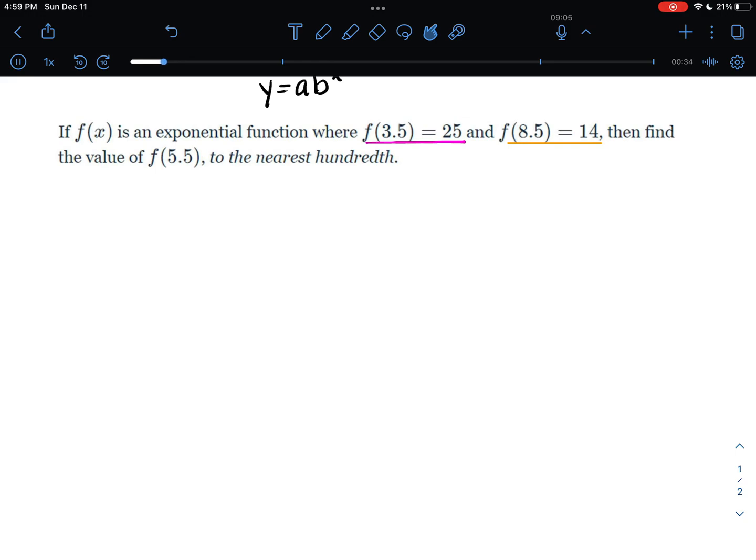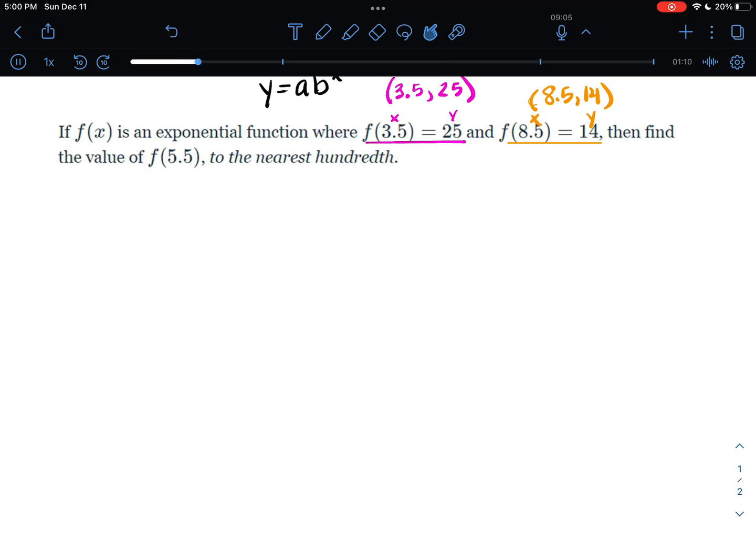From each of those, I can create 2 points. For the first one, this is obviously my x value, this is my y value, so I have 3.5 comma 25. And for my other one, this is my x value, this is my y value, so I have 8.5 comma 14. I'm going to put each of those into my function over here.